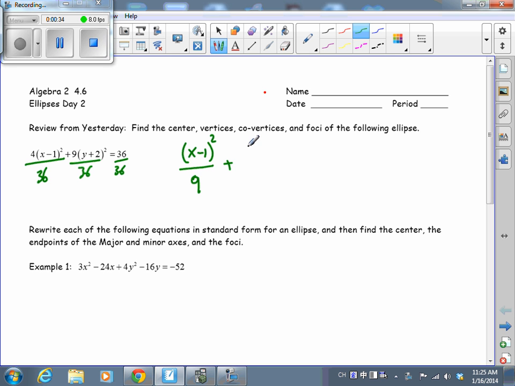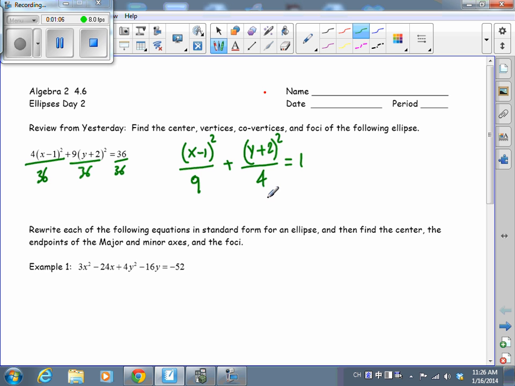Plus 4 over 36. Math fraction on your calculator will give you 1/9. (y plus 2), the whole thing squared over 4, is equal to 1. You put the fraction 4 over 36 on your calculator, math fraction, and it gives me 1 over 9. That means 9 is on the bottom. Yes, we're just using 1.